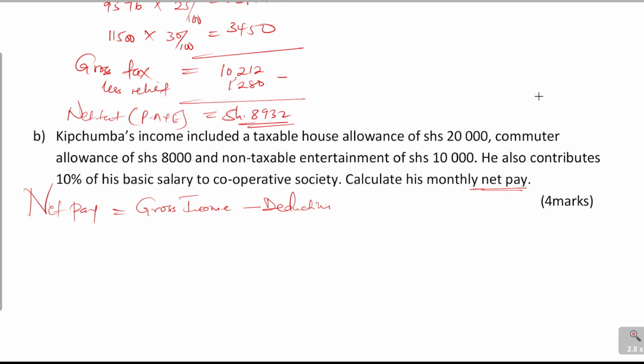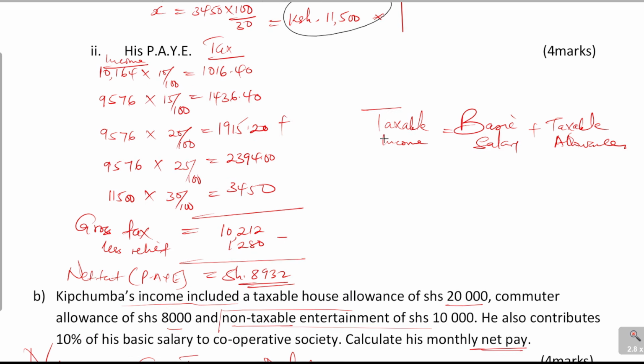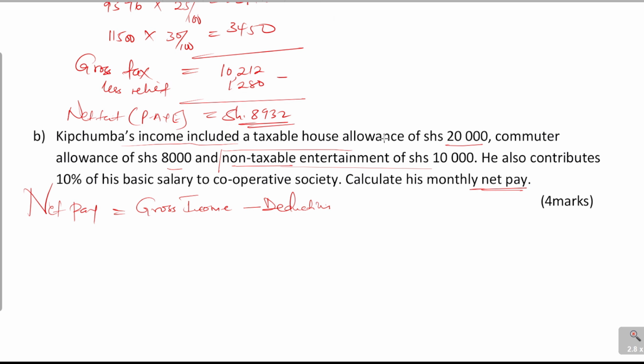So that income, that is 50,392, included these taxable house allowance. It was there. It is good to note that. The commuter allowance is also there. The one that is not there is non-taxable entertainment. So you need to note this, non-taxable entertainment allowance. So 50,392 includes 20,000, that is a taxable house allowance, and commuter allowance of 8,000, but it does not include 10,000.